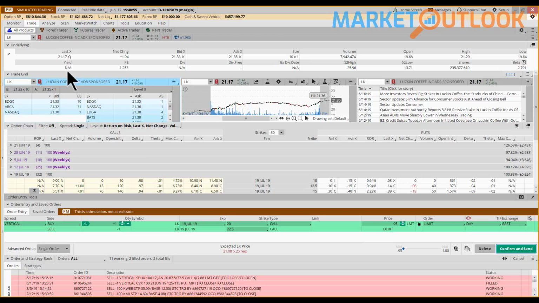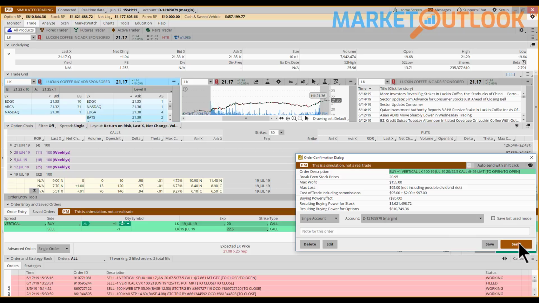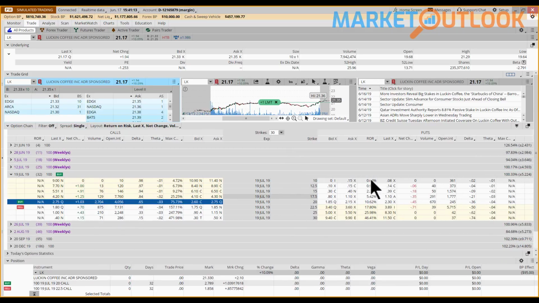Well, notice where the stock is trading right now. It's trading at $21.17. In other words, you've got about a 20 to 25 cent head start in this trade idea if you like the bounce that's been shaping up here in the last couple of days. So let's go ahead and click confirm and send, and we'll see if that coffee stock can start working its magic there.